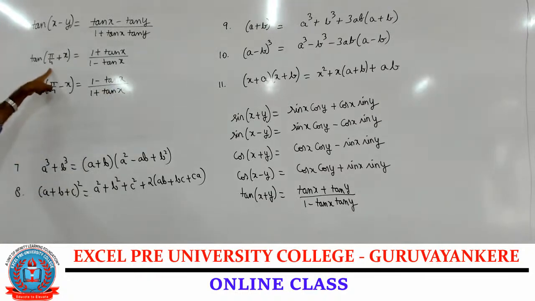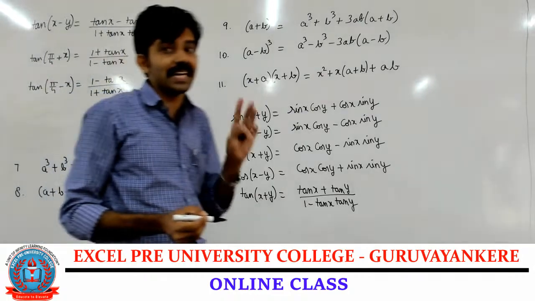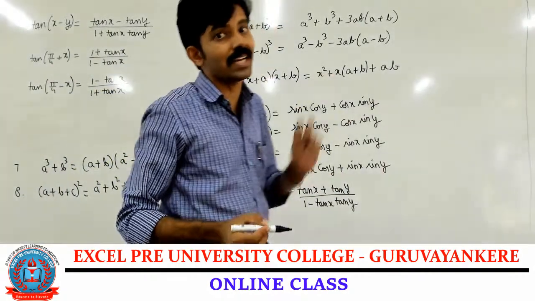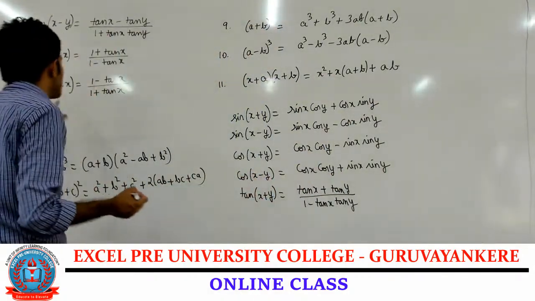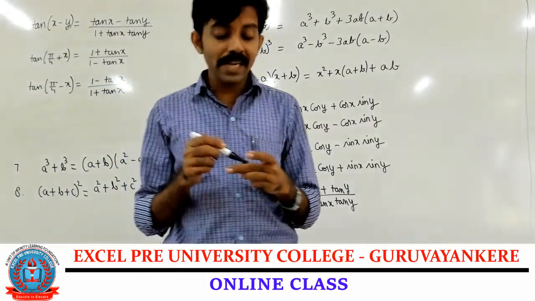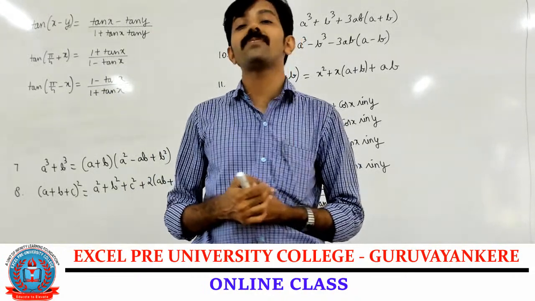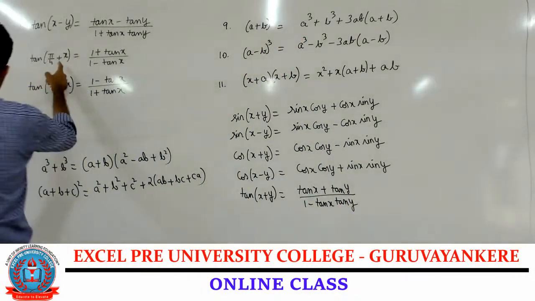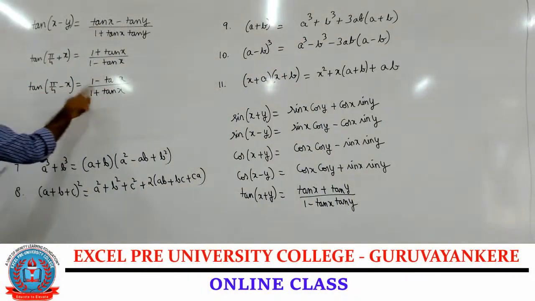Pi by 4 is 45 degrees, okay, remember pi by 4 radians. I'll introduce radians later, when we come to first year offline classes. For the time being, just learn this: pi by 4 means it is equal to 45 degrees. Pi radians is 180, pi by 4 is 45 degrees. Tan of pi by 4 plus x. Tan of pi by 4 minus x.